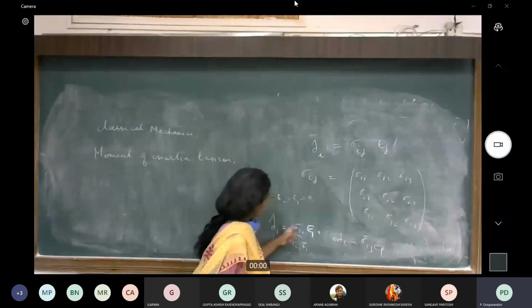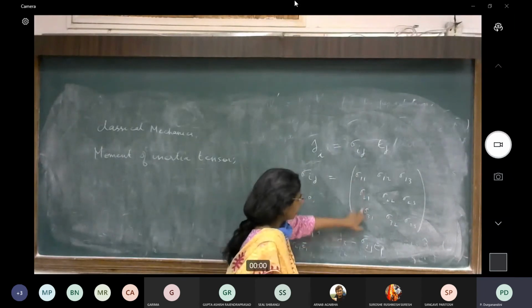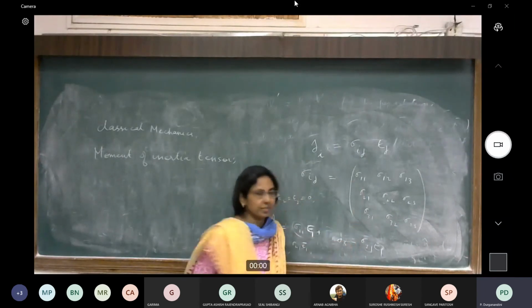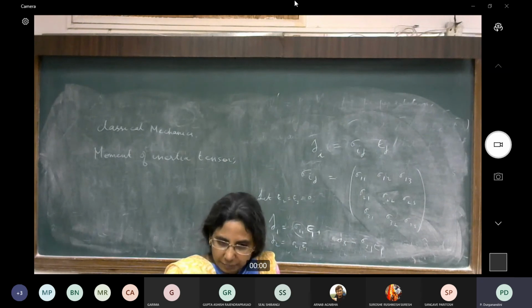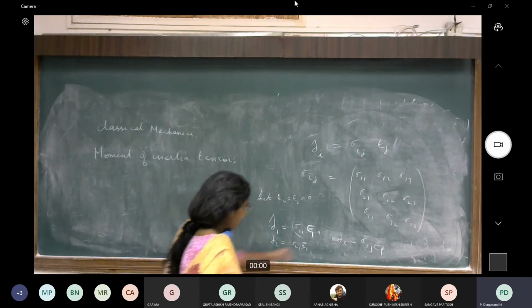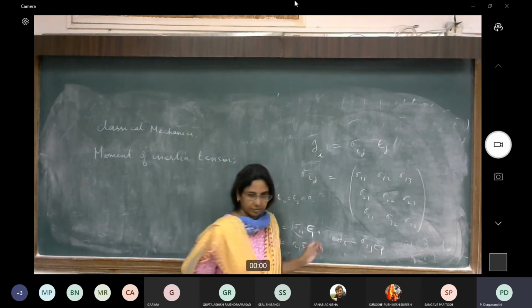Now, if your sigma 1,1 and sigma 2,1 are different, then what it tells me is that the current flow along the x direction, y direction, and z direction are different. Or in other words, you need not have an isotropic current flow across all three directions. I could get different current flows.